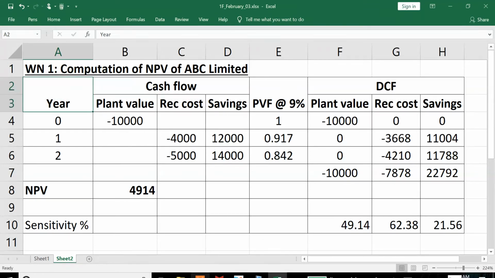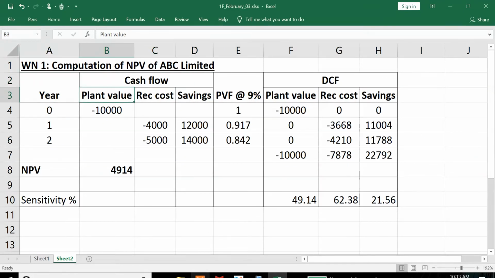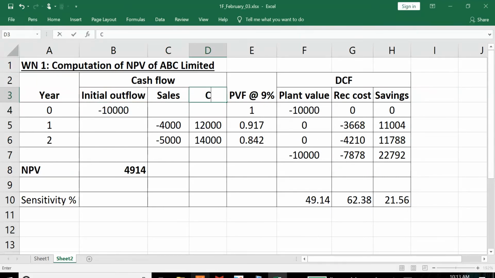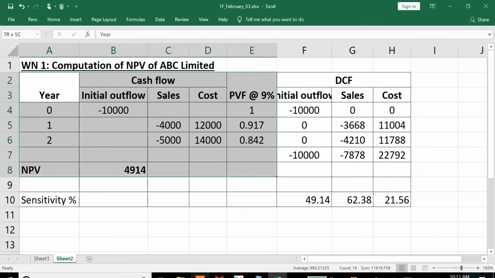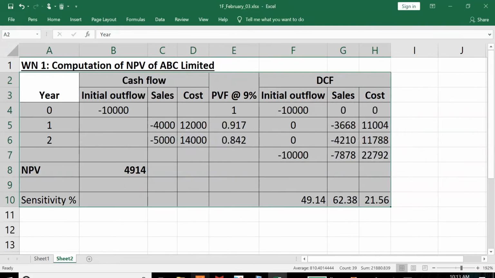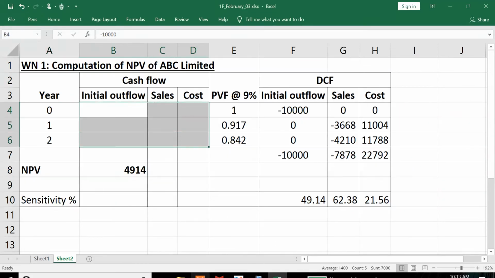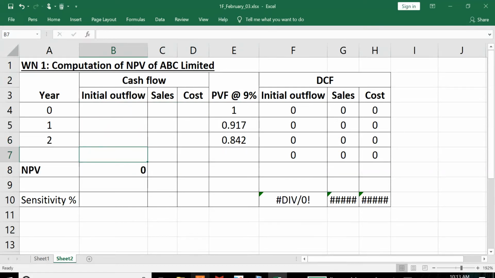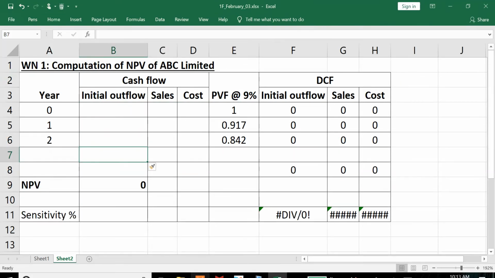Year. Cash flow will have 3 columns: initial outflow, sales and cost.